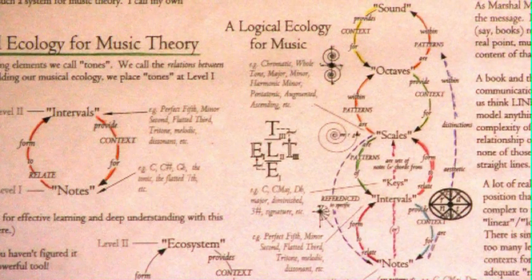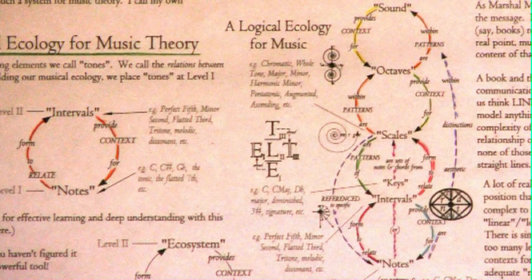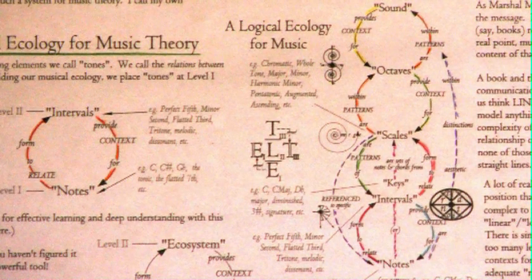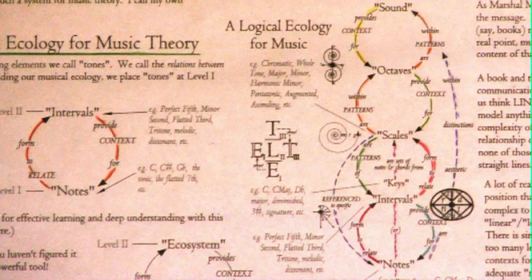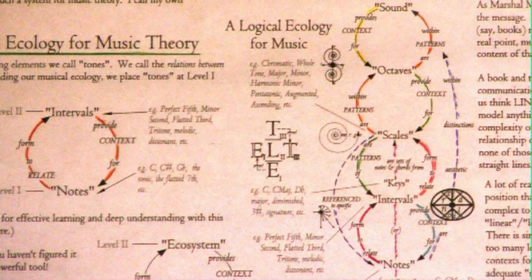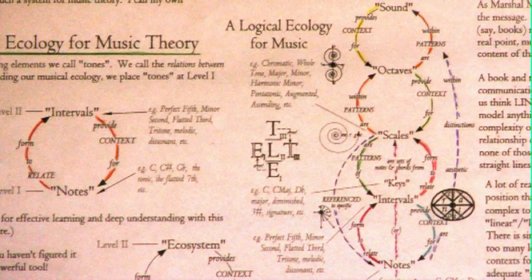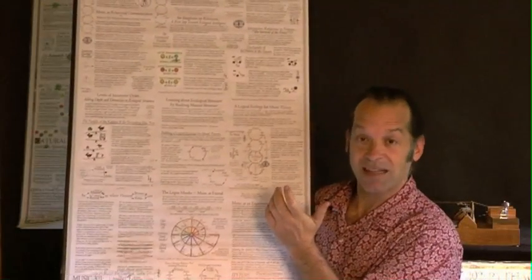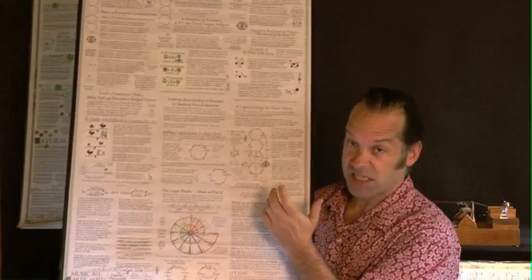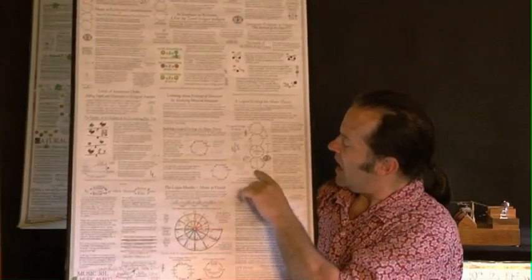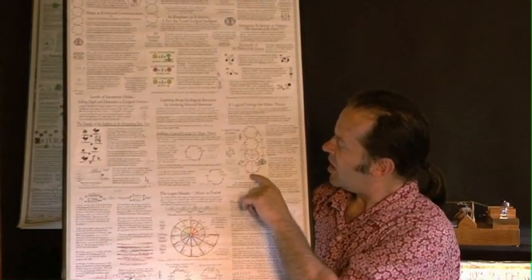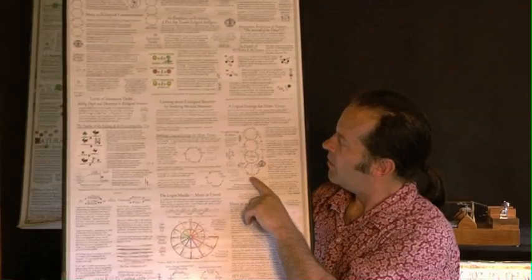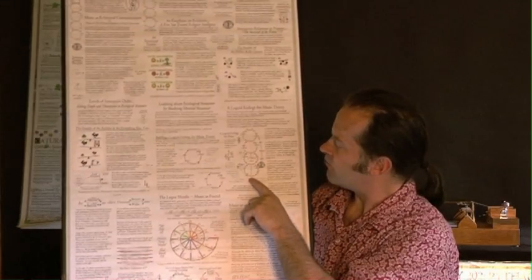And so what I do with all the knowledge systems that I experiment with is to build what I call logical ecologies. And it's a real simple idea. It's kind of like a lever. It's a real simple idea, but a very powerful one once you start experimenting with it. And so what I have here is a logical ecology for music theory ideas.